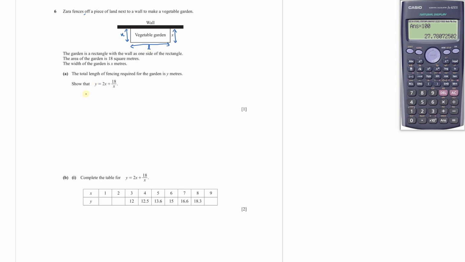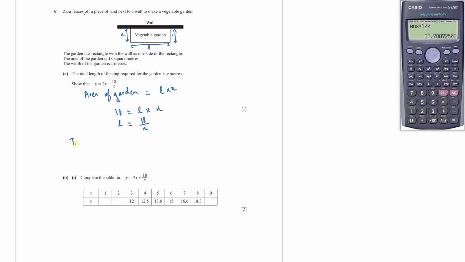So if you have L as this length and x as this width, the area of the garden is L times x, and you're given that the area is 18 square meters, so 18 equals L multiplied by x, and this gives you L equals 18 over x.